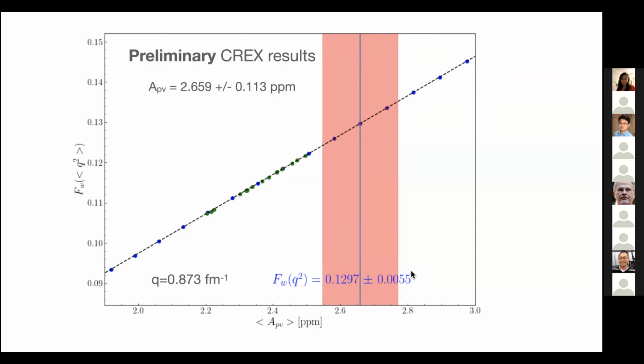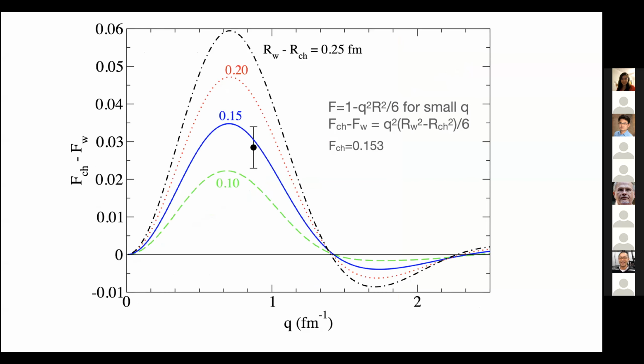Okay, so that's the main result from the CREX experiment. Now, the charge form factor at the same momentum transfer is about 0.153. So this is the Fourier transform of the known charge density. So let me plot the charge form factor minus the weak form factor. And so here's the CREX result, and here's the momentum transfer of the experiment.